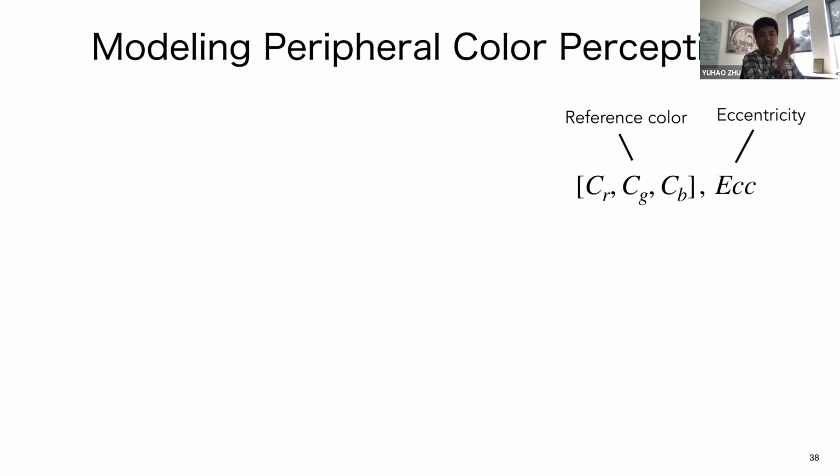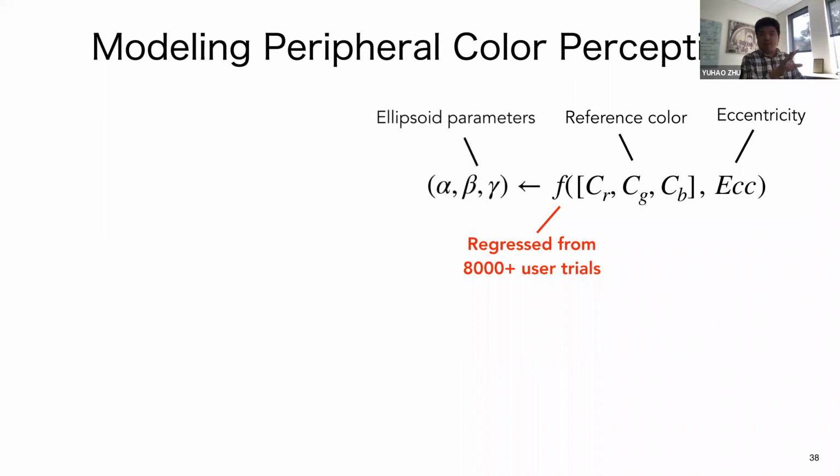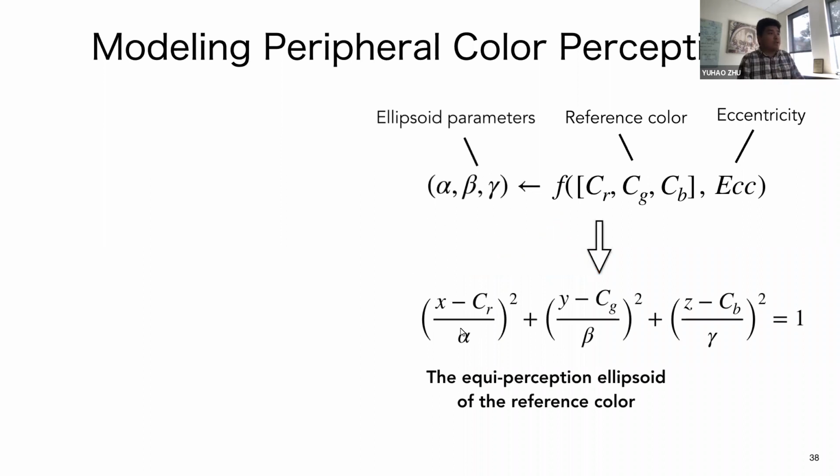And then given these 2 inputs, we regressed a model. We actually use a very simple neural net to regress the model from over 8,000 user trials. What this provides us is the parameters of the ellipsoid that's associated with the reference color at a particular eccentricity, right? To model an ellipsoid, you need 3 numbers, alpha, beta, gamma. Given these 3 parameters, you can then construct an equal perception ellipsoid of the reference color, where all the colors inside the ellipsoid are perceptually the same as the reference color.